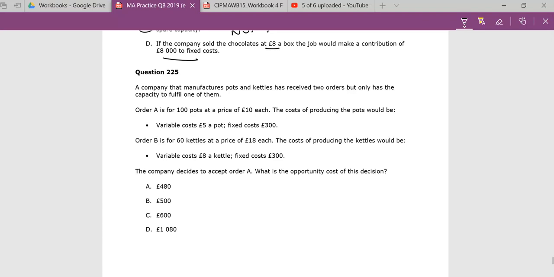Okay, so this is this issue of opportunity cost. We're going to go 225 all the way till, I think, maybe 230. I'm not sure, but we'll keep going.